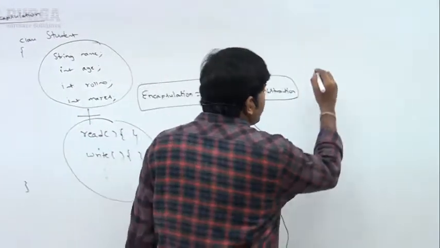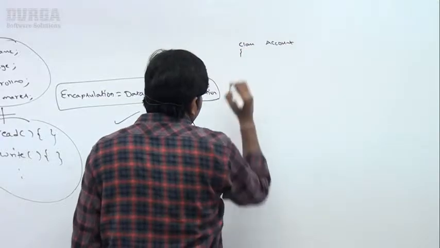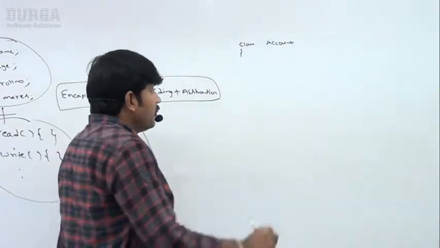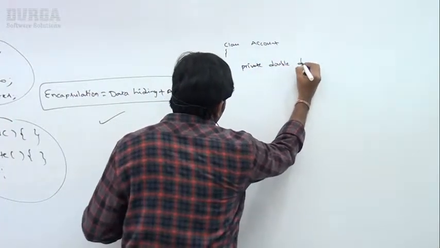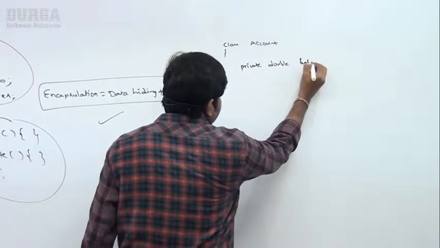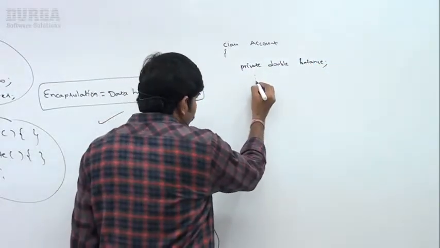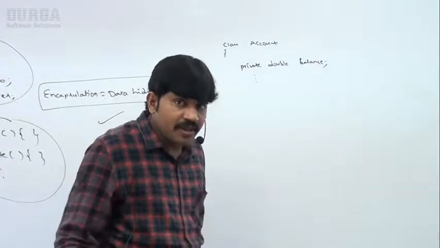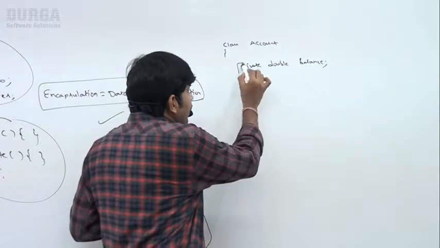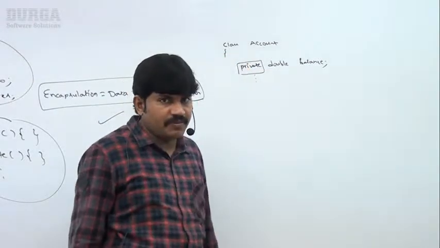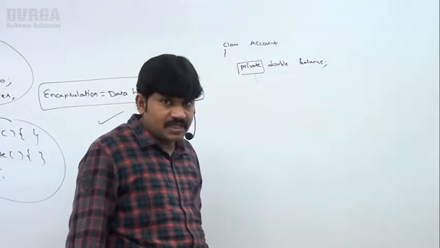Now, let me take a small example. I'm taking class Account, sir. Observe very carefully. For every account, a private double balance field is there. Now, this balance variable cannot be accessed directly by an outside person because it is private. Remember this one, because the reason is private. An outside person can't access this data directly. That's why it is private.